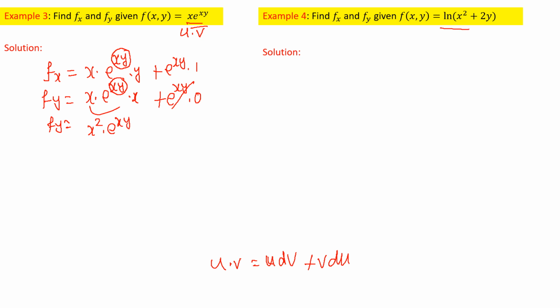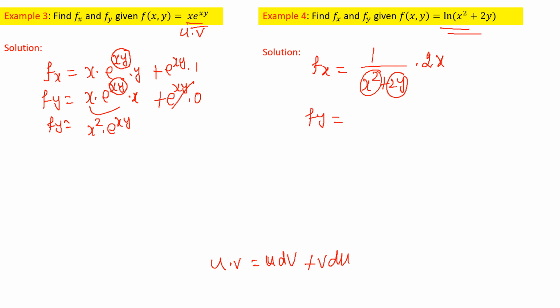Question number 4. This is my function ln of x square plus 2y. So if I write fx, we know that derivative of ln is 1 over x. So derivative of ln of x power 2 plus 2y will be 1 over x power 2 plus 2y. And after that derivative of x power 2 will be 2x. Derivative of 2y will be 0.